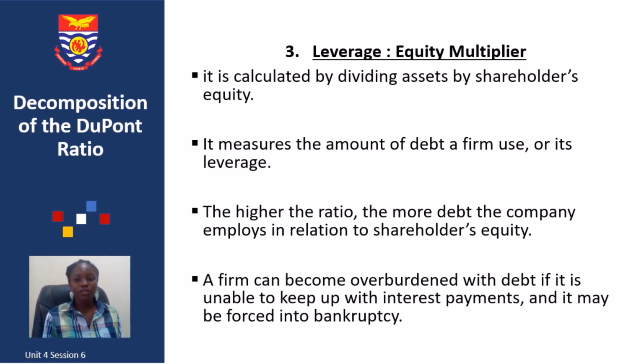Also, when it comes to leverage or the equity multiplier, it's calculated by dividing your assets by your shareholders' equity. And this is used to measure the amount of debt a firm uses, or its leverage. In the previous session, we mentioned that your ability to generate more returns from borrowed funds than the interest you have to pay on those borrowed funds is your leverage. So the higher the ratio, it means the more debt that the company employs in relation to shareholders' equity. And note, the more debt you employ, it could lead to the possibility that the firm will become overburdened with debt and might not be able to keep up with interest payments.